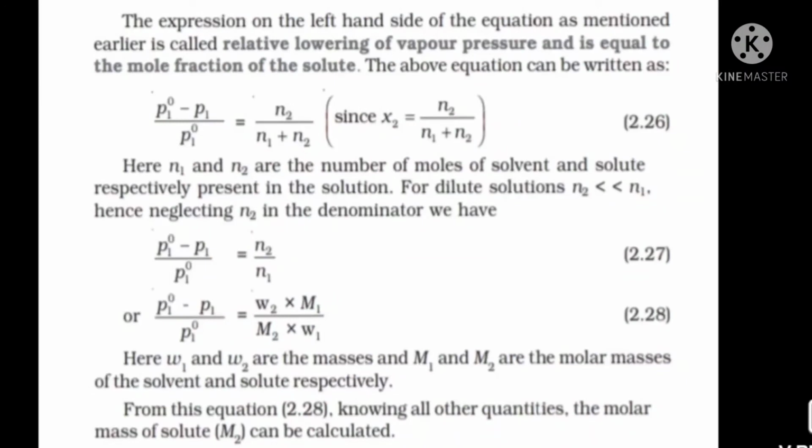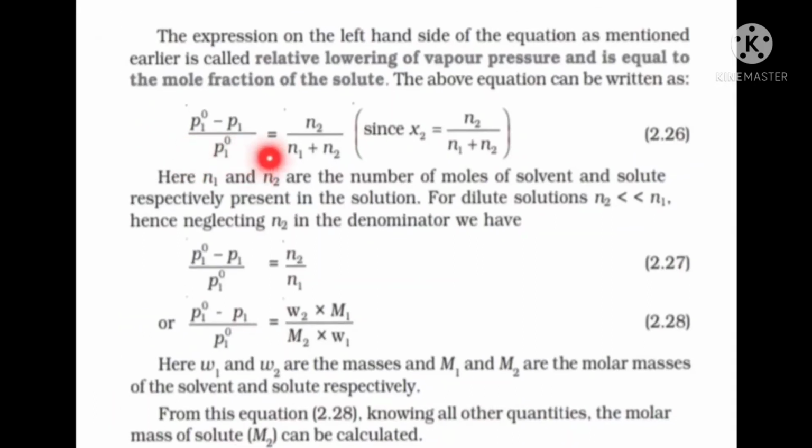The ratio (P1° minus P1) divided by P1° is known as relative lowering of vapor pressure. Thus, it is seen that for a dilute solution of non-volatile solute, the relative lowering of vapor pressure is equal to the mole fraction of the solute in solution. x2 is the mole fraction of solute.